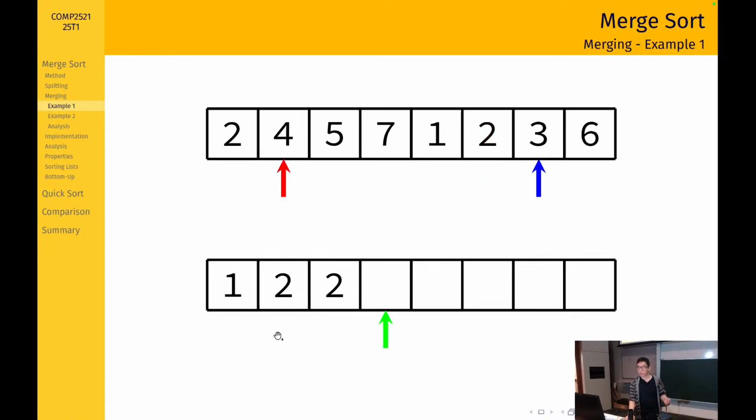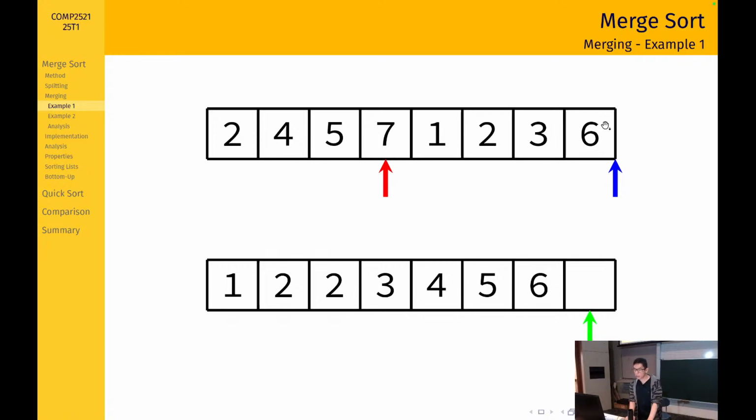While we're doing this, we're using an index, which I've made green here, to keep track of where we want to insert the next item. Now we're comparing 4 and 3. The 3 is smaller, so we copy that down. Now we compare the 4 and 6. The 4 is smaller, so we copy that down. Now we compare 5 and 6. 5 is smaller, so we copy that down. And now we compare 7 and 6. 6 is smaller, so we copy 6 down.